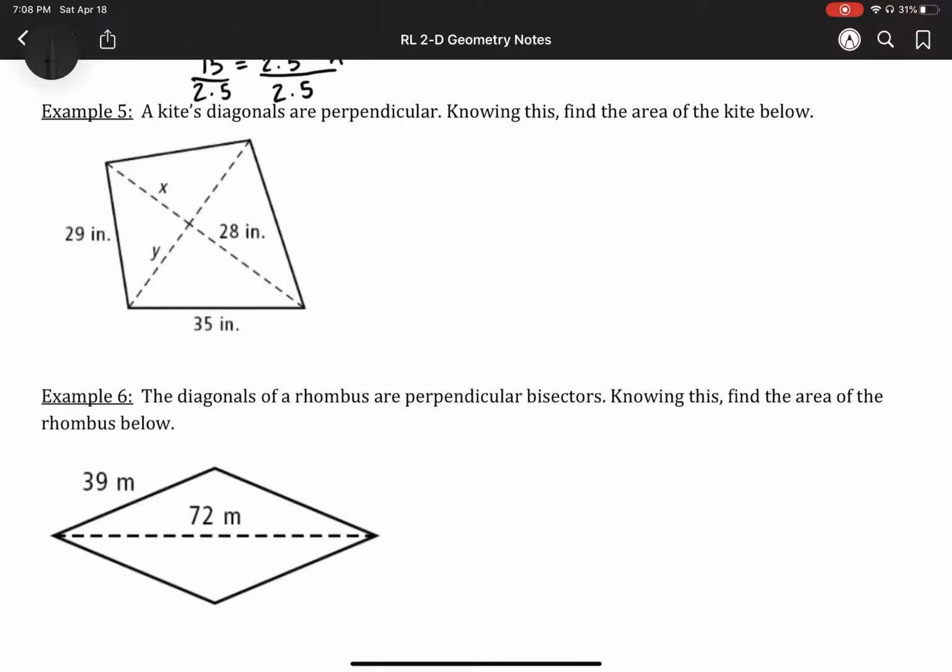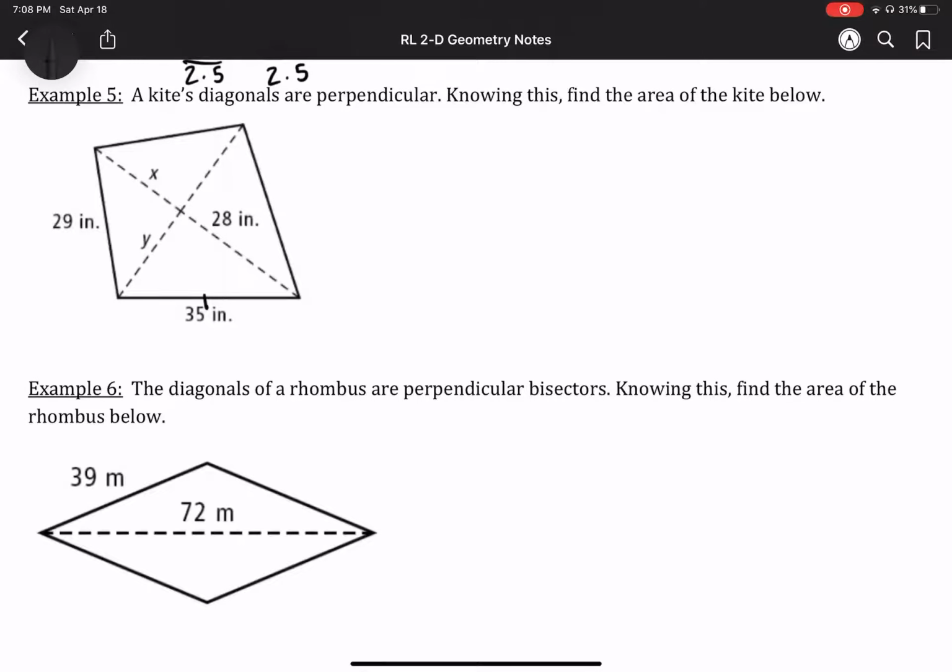So kites have two pairs of consecutive congruent sides. What that means is 35 inches, this side here, is going to be congruent to the next side, or the side next to it. Because the 29-inch side is marked, that means that we're looking at this side here. That one's also going to be 35 inches. Now I said there were two pairs of those. So we have 29 inches on this side. That means that our last side here, which is next to the 29-inch side, has to also equal 29 inches.